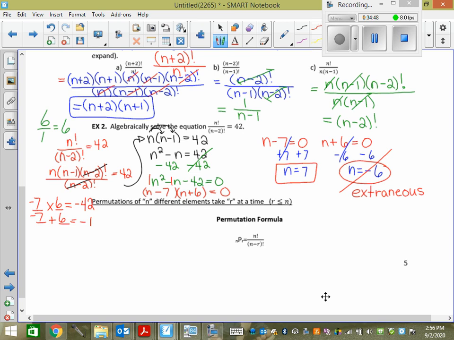Why in the heck are we doing this? We're doing this because there's this permutation formula here. You probably don't have it. It's nPr, the n and the r are subscripts, equals n factorial over n minus r factorial. So that's a formula. That's a permutation formula, which we're going to start talking about permutations tomorrow.